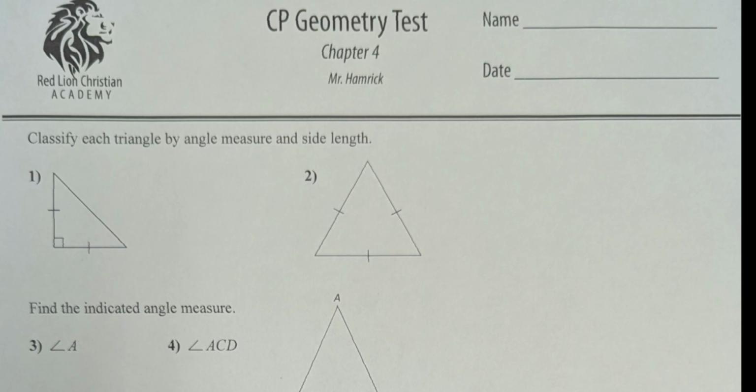Let's change this to red. All right, now we're ready. Let's see if it works. Okay, we're good. All right, it says classify each triangle by its angle measure and by its side length.